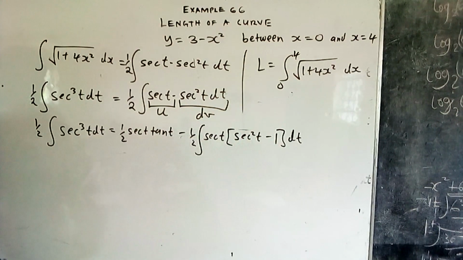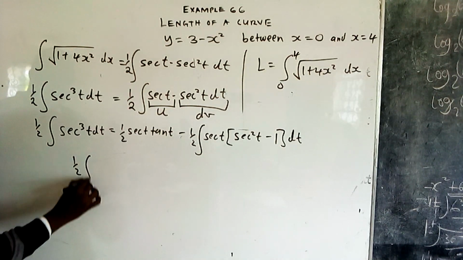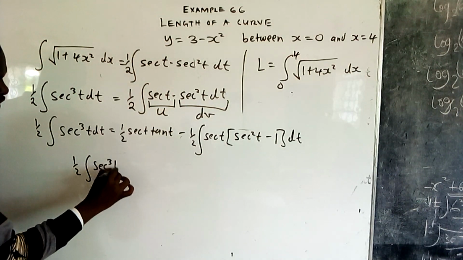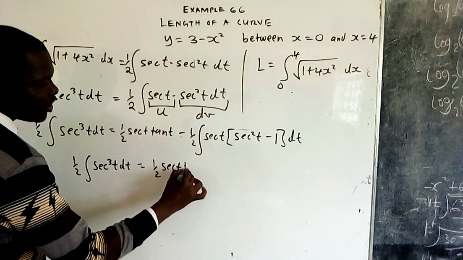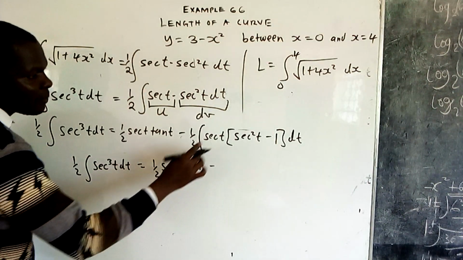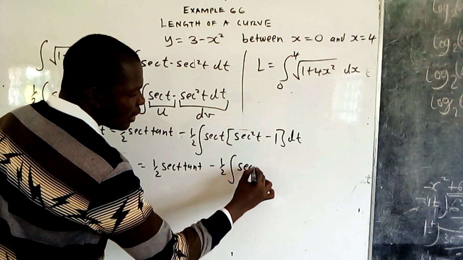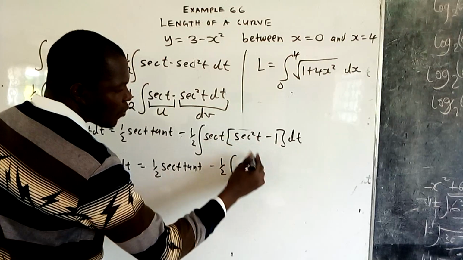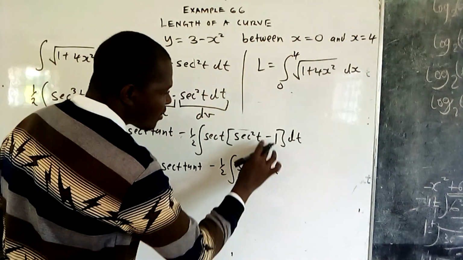Open that. So if you open that, this side we have a half sec cubed t dt equals a half sec t tan t minus a half sec t times sec squared t, that is sec cubed t dt. When you bring that dt inside, isn't it?